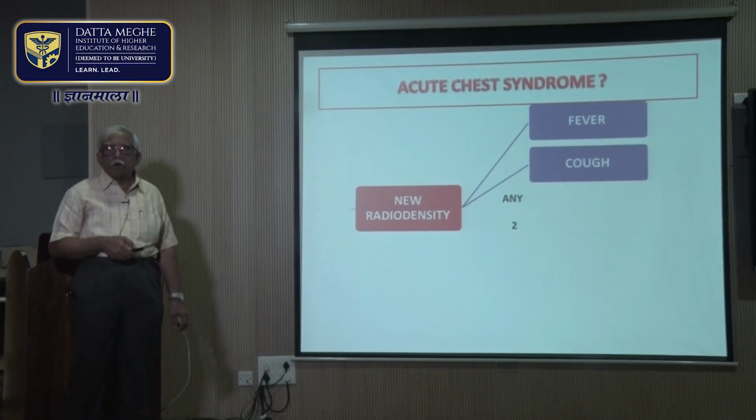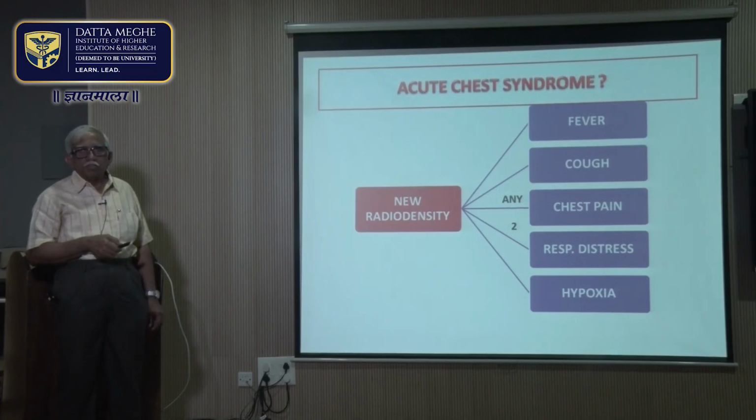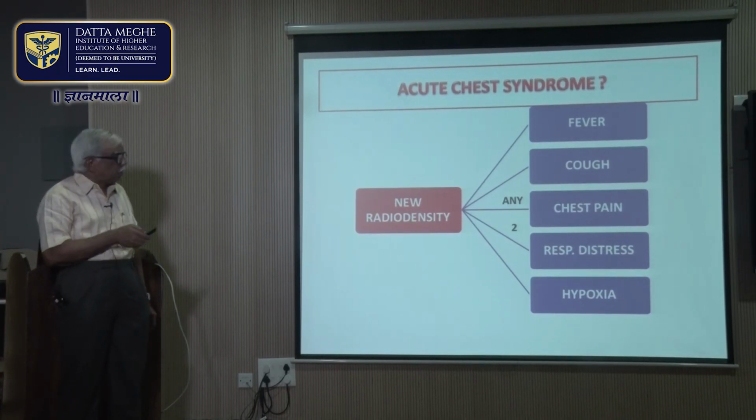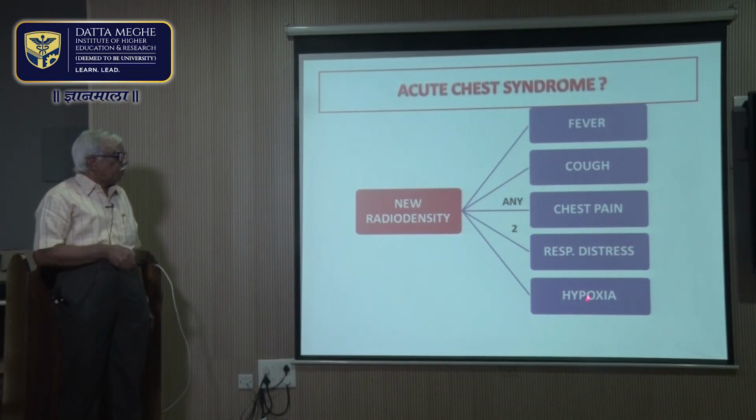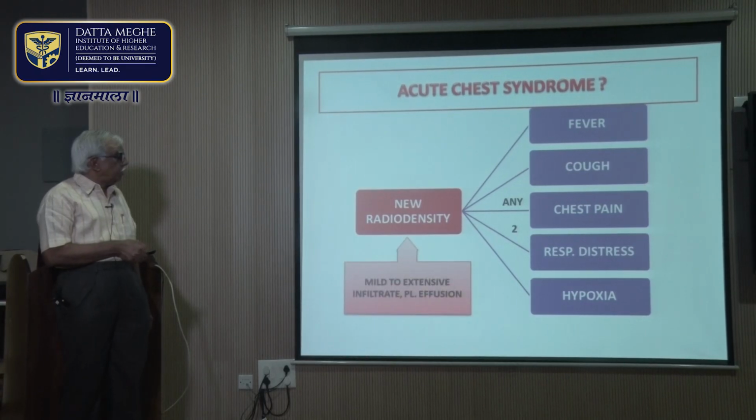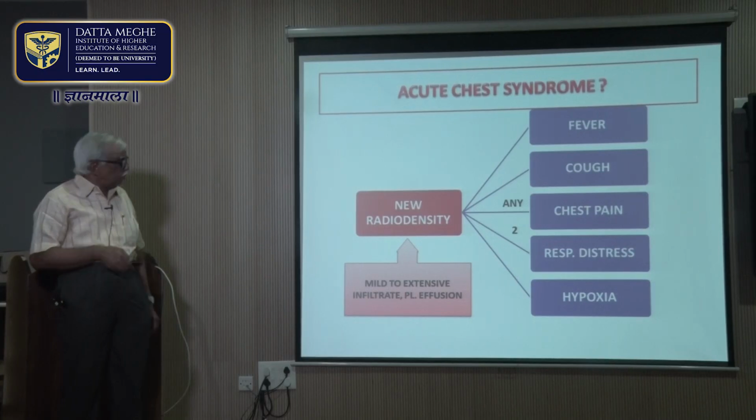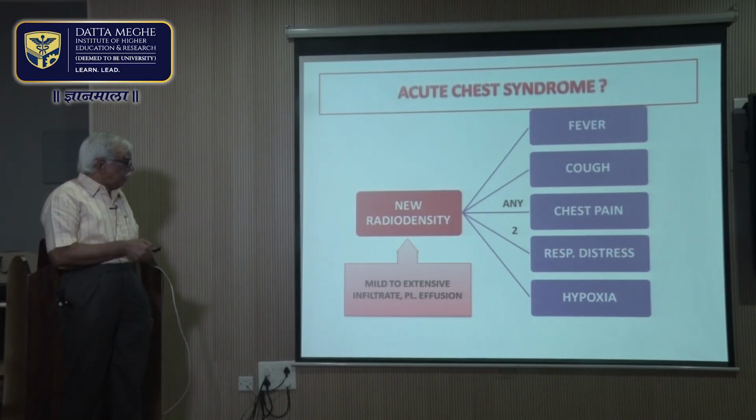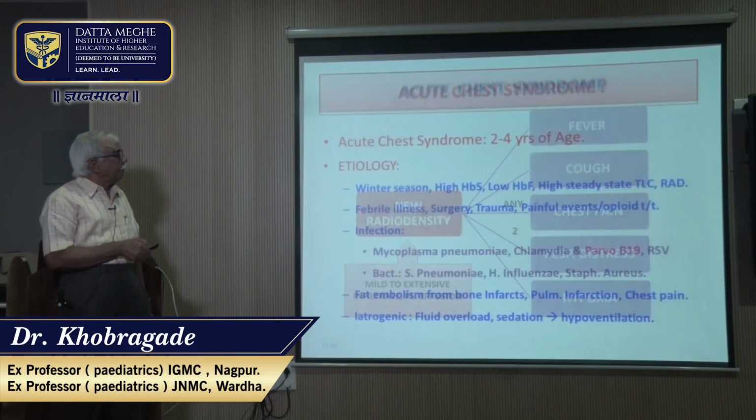Now, when to call an acute chest syndrome? Acute chest syndrome is called when any new radio density is seen on X-ray, which has to be documented, and in presence of any two of these, either the patient should have fever, cough, chest pain, respiratory distress, or hypoxia. When any two of these are present in presence of a new radio density, then only you call that this patient has got an acute chest syndrome. The radio density could be in the form of a mild to extensive infiltrate with or without even a pleural effusion.